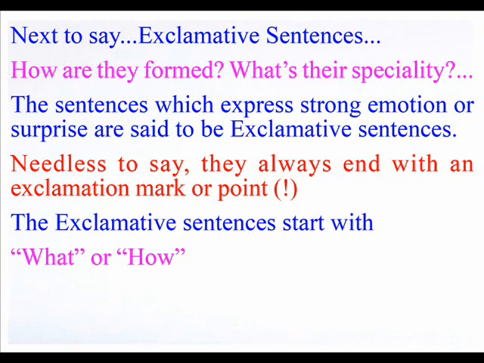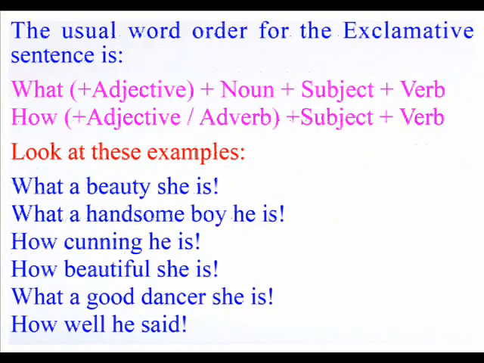How are they formed? What's their speciality? The sentences which express strong emotion or surprise are said to be exclamative sentences. Needless to say, they always end with an exclamation mark or point. The exclamative sentences start with what or how. The usual word order for the exclamative sentence is what plus adjective plus noun plus subject plus verb; or how plus adjective or adverb plus subject plus verb.